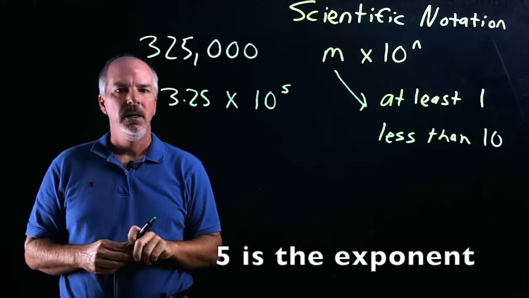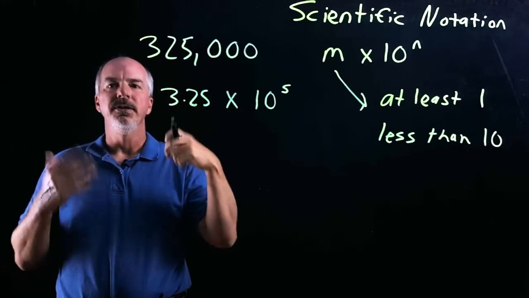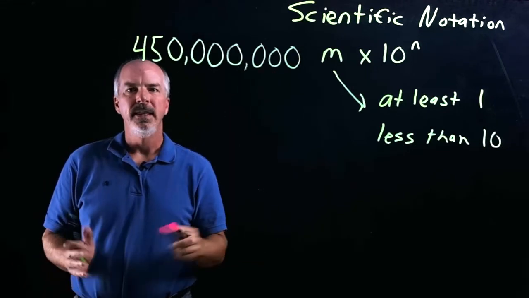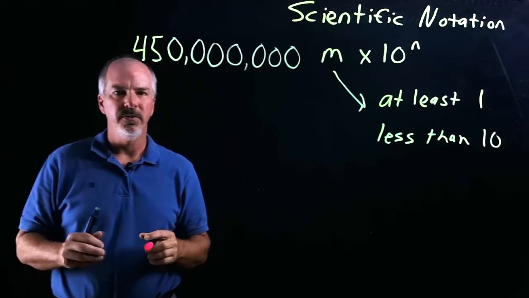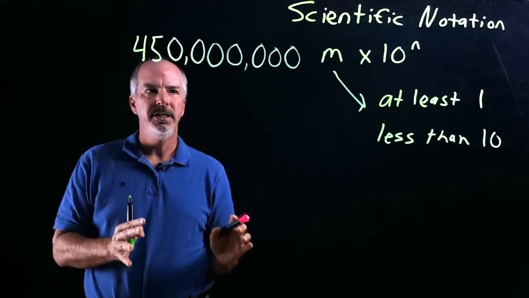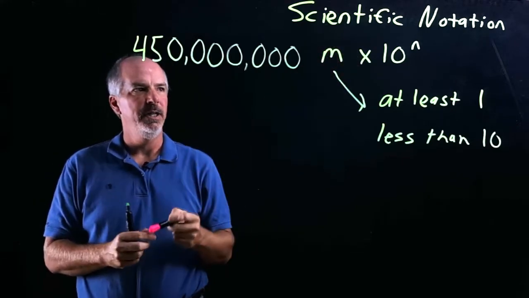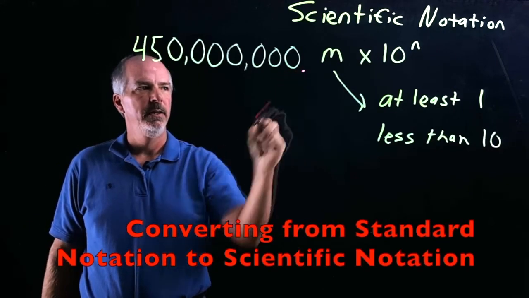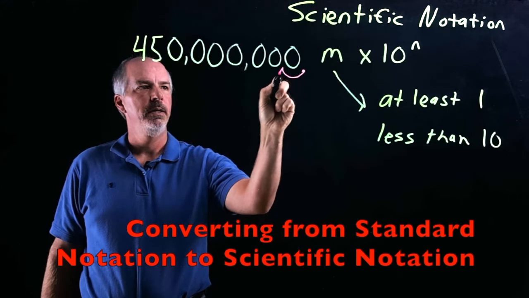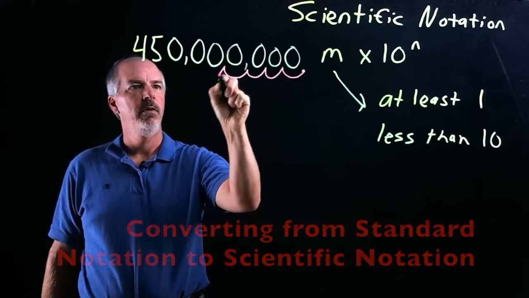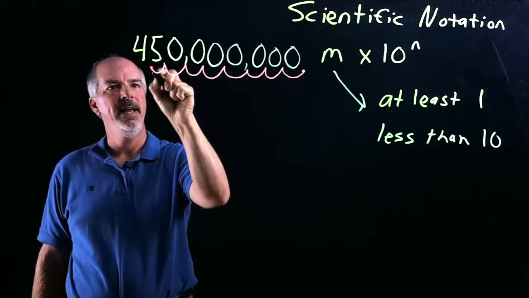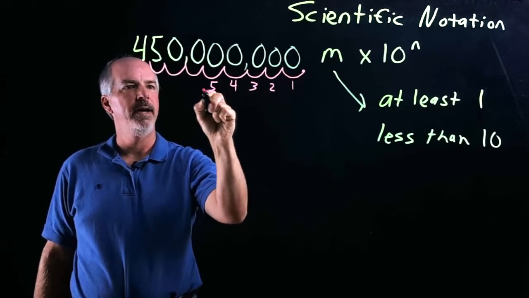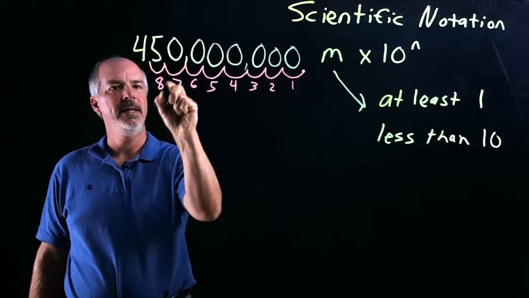Okay? All right, now how did we do this? Let's go over how we did this. Okay, so 450 million. That's written in standard notation. So I'm going to show you how to go from standard notation into scientific notation. Okay, so we have a decimal point right here. We're going to move the decimal 1, 2, 3, 4, 5, 6, 7, 8 times.